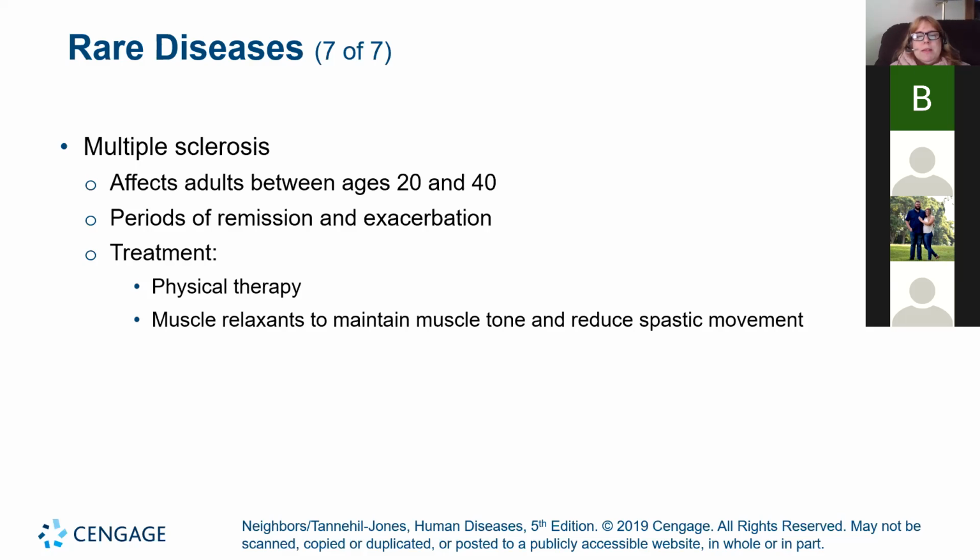they'll have bad periods. One of the biggest things is we will use physical therapy, muscle relaxants when there's spastic movement. And another thing with people with multiple sclerosis, they're finding that medical marijuana has also been very useful in treating a lot of the symptoms.